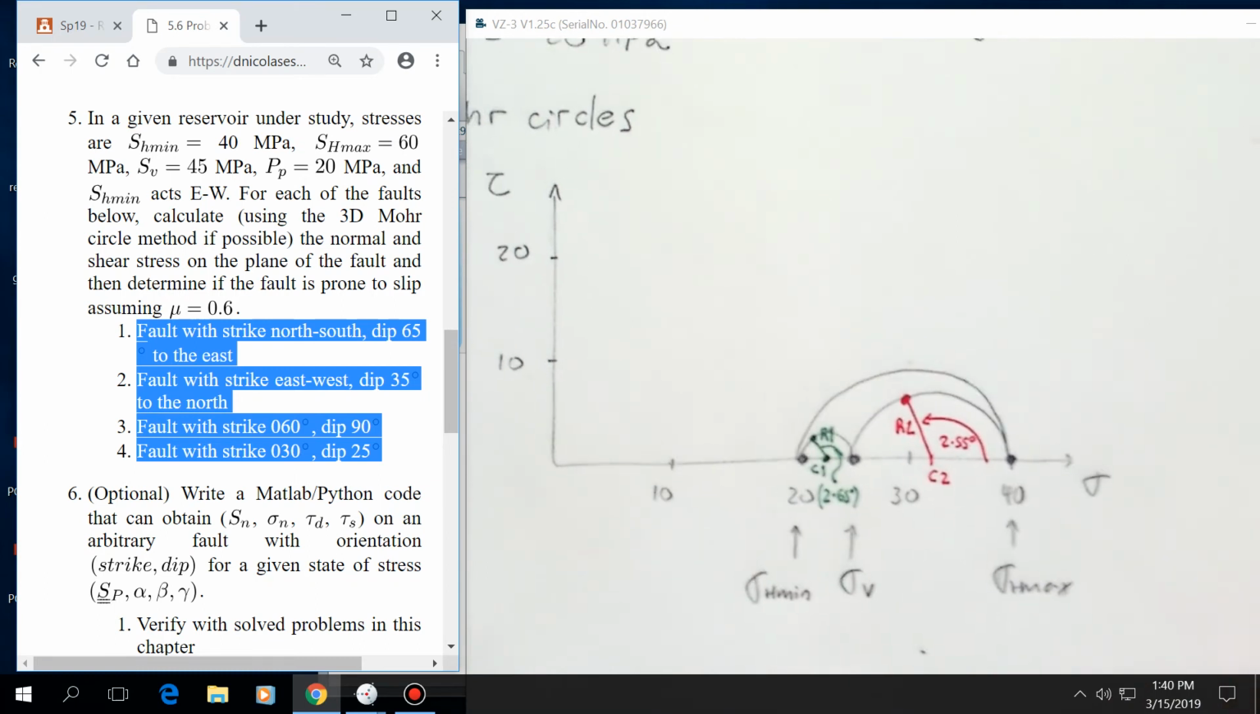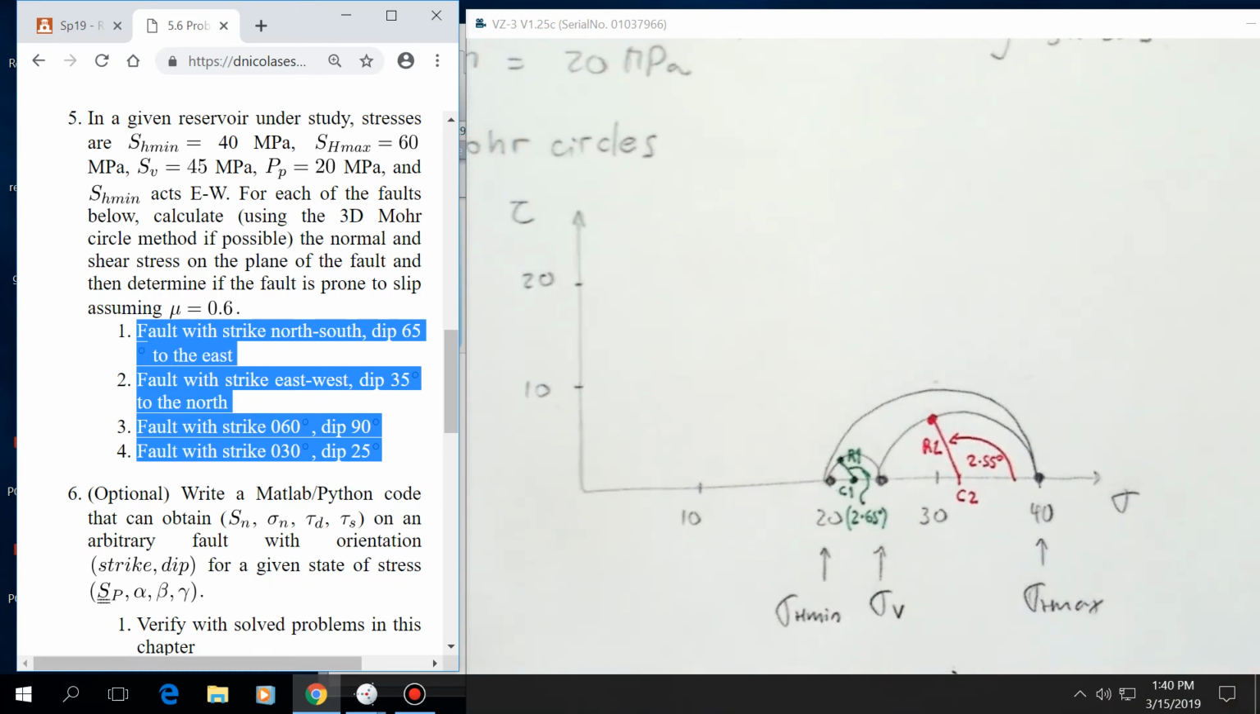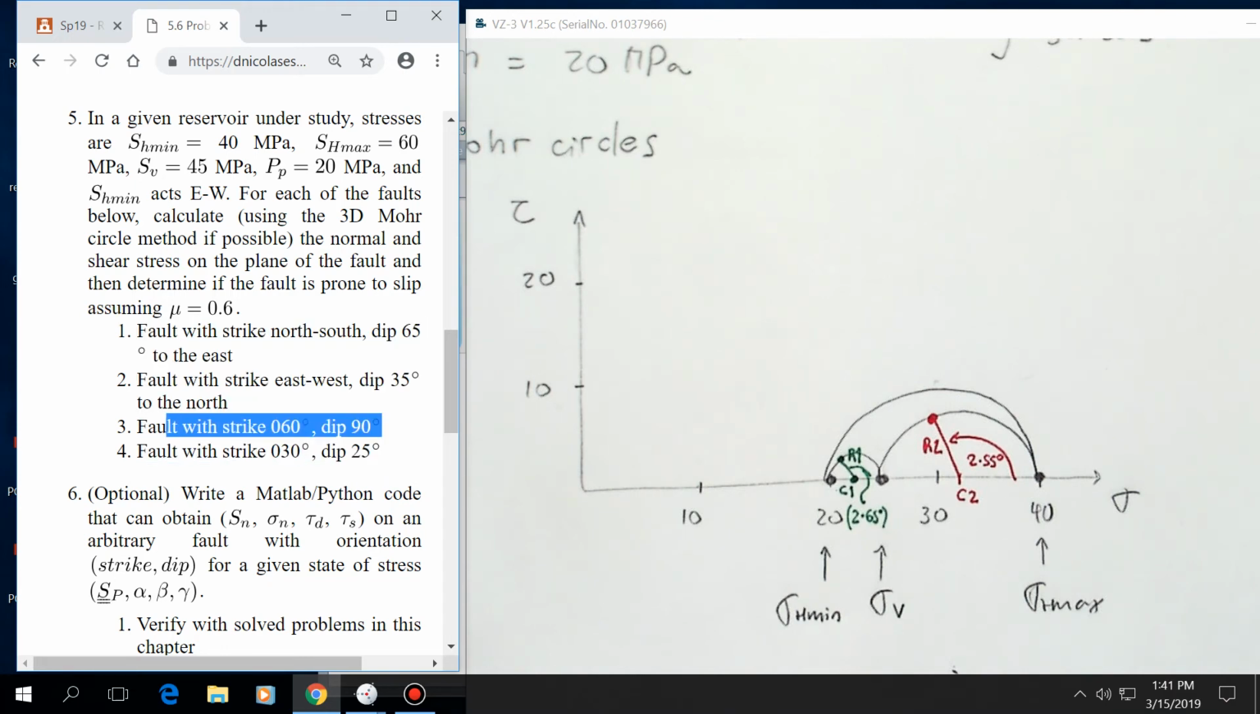And the third one is very similar, but now notice that you have a strike which is not coinciding with the north or the east. It's some angle, but the dip is 90 degrees. If the dip is 90 degrees, that means that's a vertical plane. If that's a vertical plane, that means that it's aligned with SV, and you should be able to solve it with a 3D Mohr circle. And it's going to be on that bigger Mohr circle.